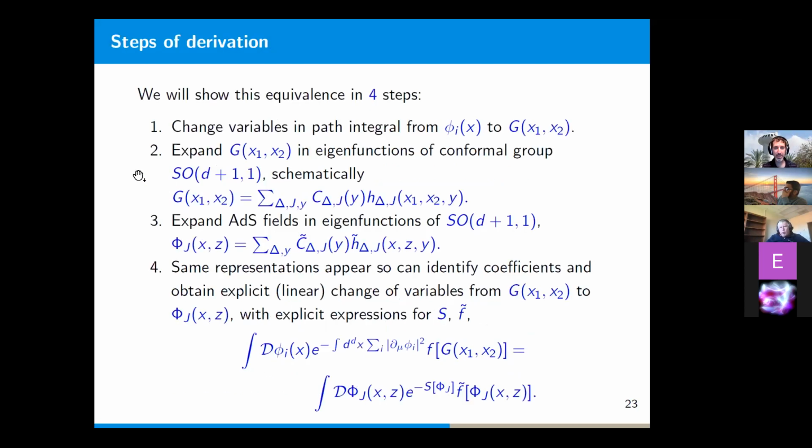So the way that we'll show this equivalence is in 4 easy steps. In the first step, we'll do a change of variables in the path integral from our original field phi I of x to this bilocal field g x1 x2. The second step will be to take this g x1 x2 and to expand it in eigenfunctions of the conformal group.